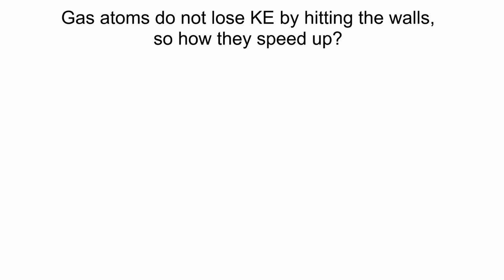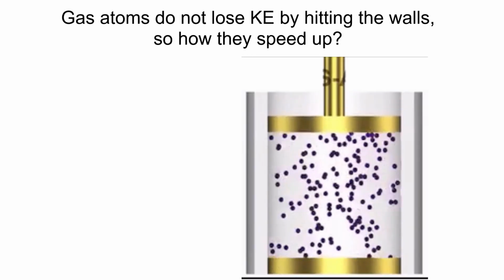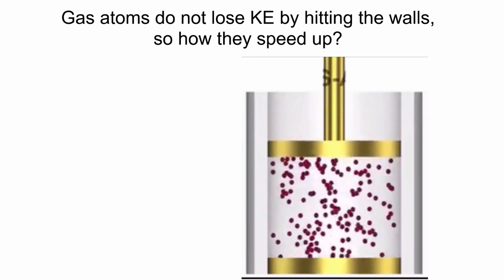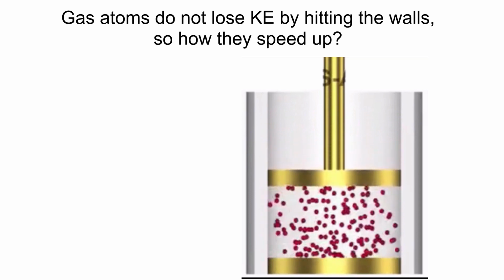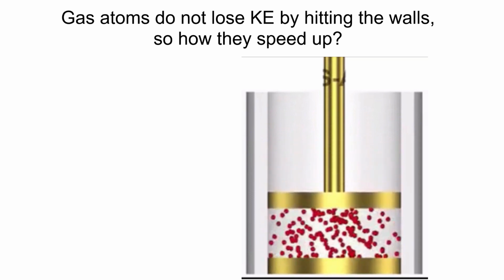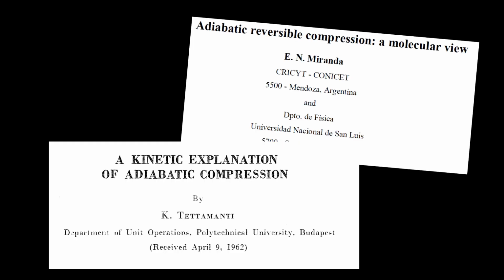So how do they speed up? They speed up by collisions with the piston moving down. At every atomic impact, the moving piston transmits a certain impulse to the monoatomic gas. That increases kinetic energy and that increases the gas temperature. If you want to read some more, here are some papers that might be worth reading.